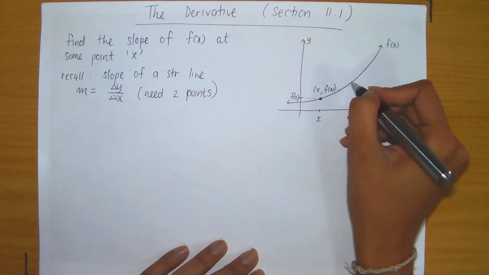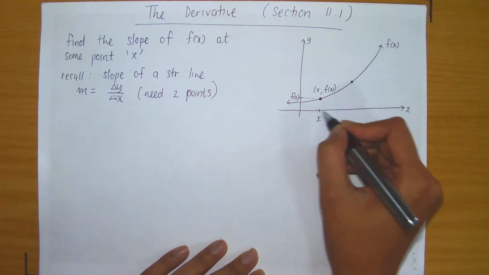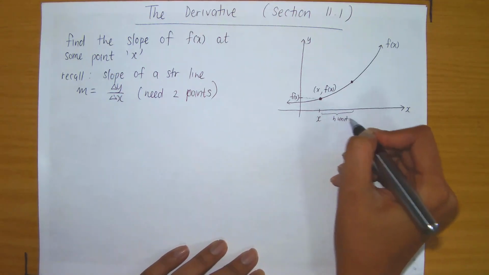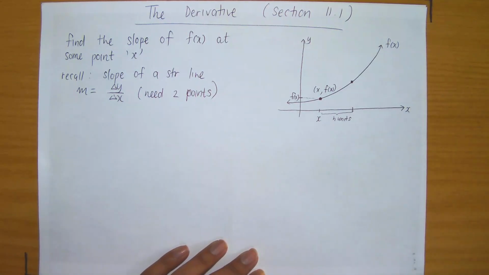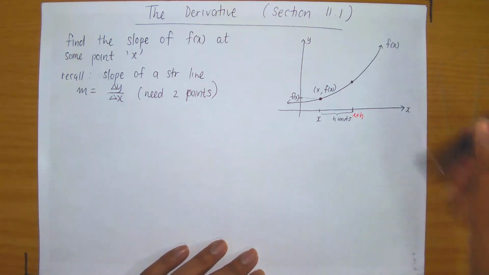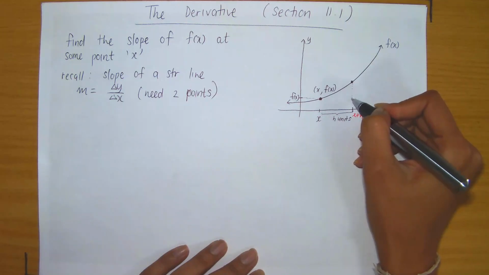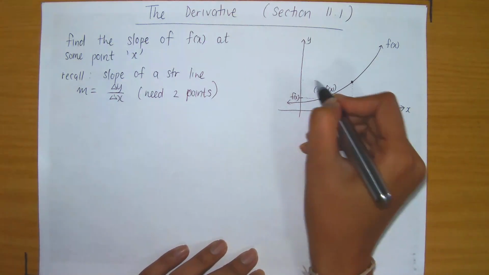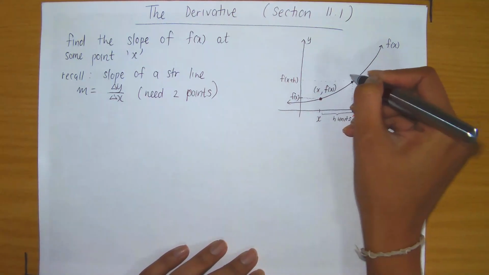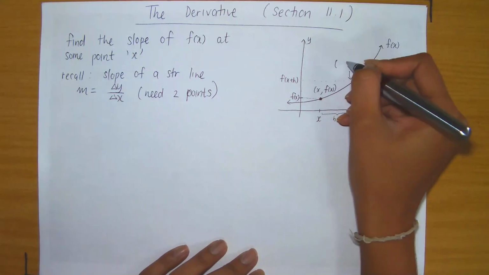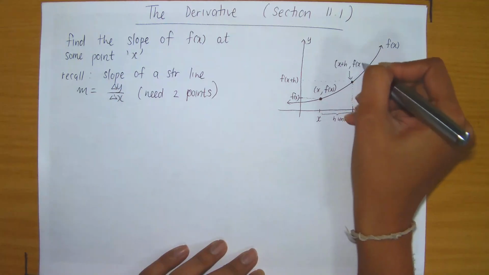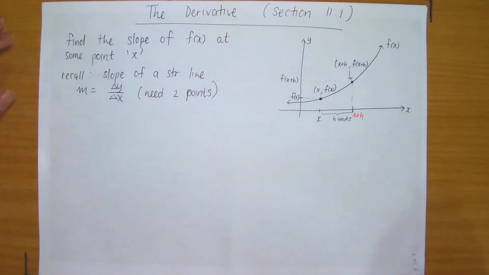However, what if I did select another point on the curve? Let's just say it was h units away from x, meaning that it is the point x plus h on the x-axis. Then observe that its image will be given by f of x plus h. So that point there is described by x plus h, comma, f of x plus h. Right, so that is what we have.